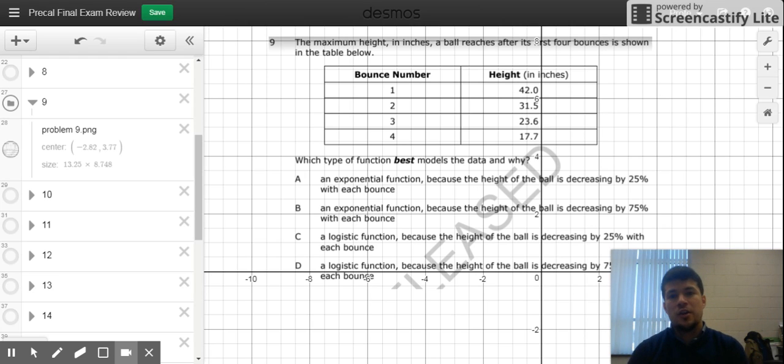Problem number 9. Problem number 9 gives you a table, and it asks you to find a function that best models it. It gives you an option between exponential functions and logistic functions. So you wanted to think about what's going on with these outputs. So we have 42, 31.5, 23.6, and 17.7.